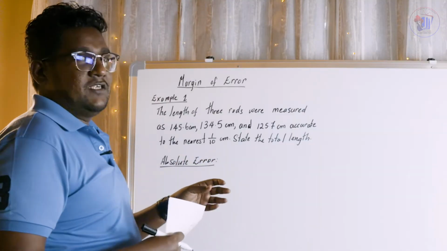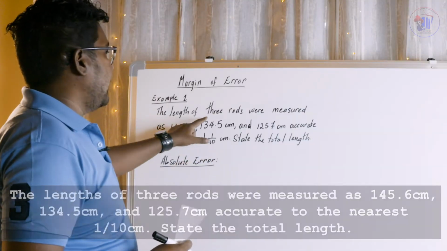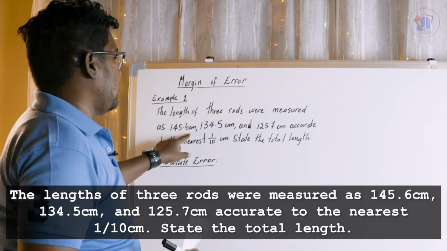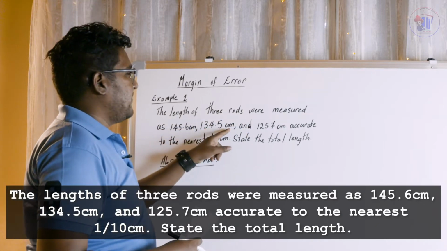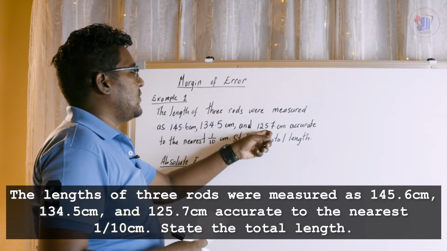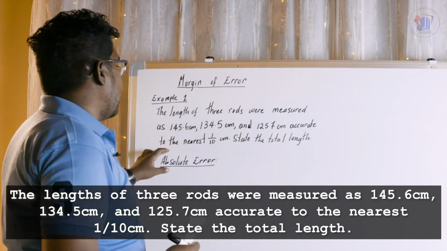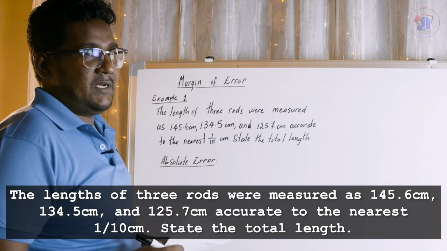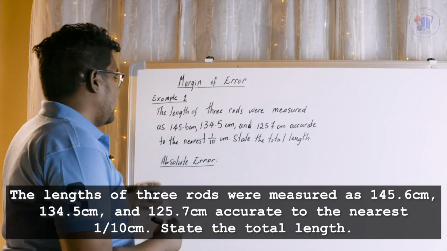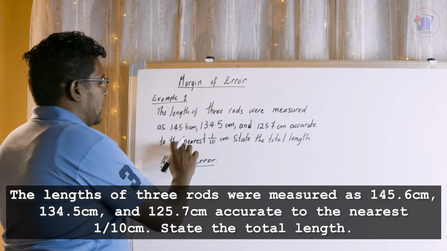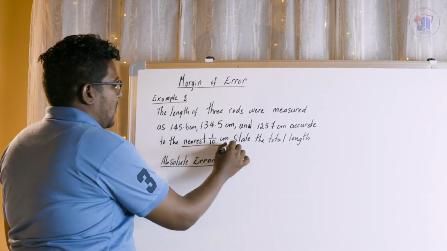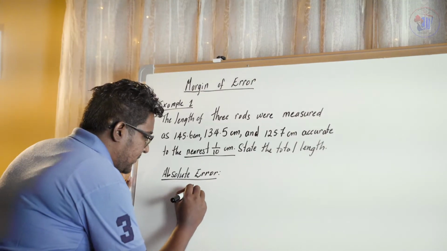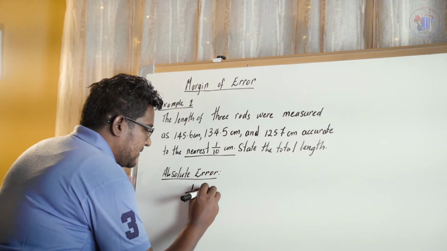The first example in margin of error: the lengths of 3 rods were measured as 145.6 cm, 134.5 cm, and 125.7 cm, accurate to the nearest 1/10 cm. State the total length. So the first thing we have to find is the absolute error. We're working with the nearest 1/10 of a cm, so this is going to be 1 over 10 cm.